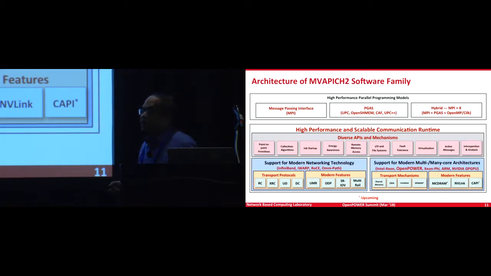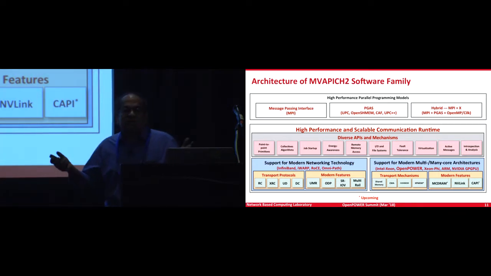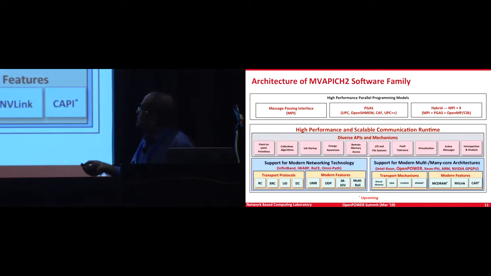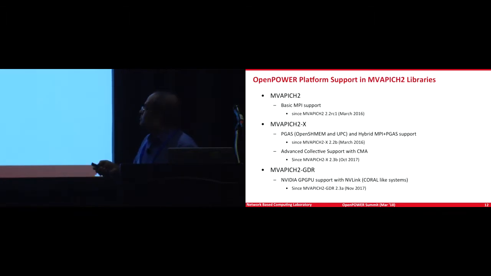So, this is the overall architecture of the software family. As I said, not only does it provide MPI, but it also provides PGAS and hybrid MPI plus PGAS support. We support all different kinds of networking technology, not only InfiniBand, which you are hearing more and more about here, but also iWARP, RoCE, and also Omni-Path, and also all the different platforms, not only Intel Xeon. Of course, the focus here is OpenPOWER, Xeon Phi, ARM, NVIDIA GPUs, all the systems. We try to take advantage of their features and take it through the stack to give you the best performance and scalability.